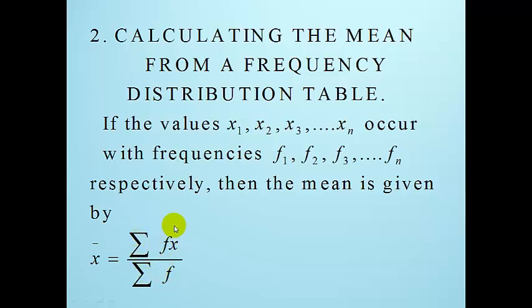That is the sum of all the fx values divided by the sum of all the f values, where f is the frequency and the x are the values. So that is how we calculate the mean from a frequency distribution table. X bar, that is the mean, is given by summation of fx divided by summation f. Now let's proceed.